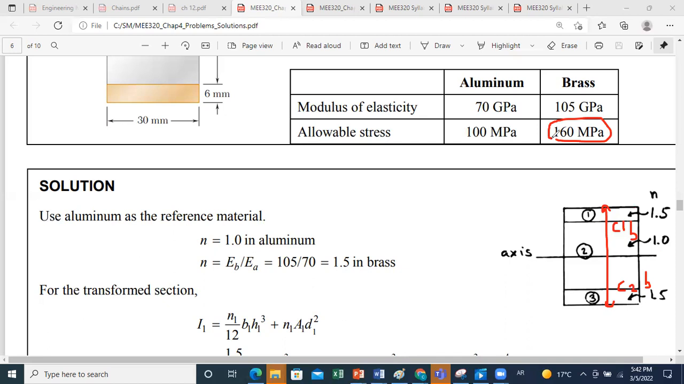Pay attention. Whenever you have allowable stresses that are different in tension and compression, you can calculate the maximum M to not exceed tension and the maximum M to not exceed compression, and you will do the same for both materials. Then you get 4 values of M. You will select, as usual, the smallest one to be on the safe side. Now for brass, C, which is equal to C1 and C2, is equal to, we have seen that the distance from the neutral axis to the top and the bottom is 21 millimeters.